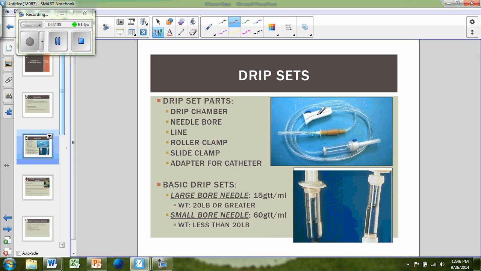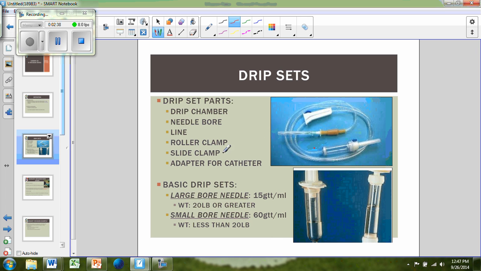The roller clamp, this is the roller clamp here, and there's a little rolling device on this clamp. If the rolling device is all the way up at the top, that means you're allowing fluids to rush through wide open through the IV line here. If it is down partway, you're allowing only so many drops to come through the line into the drip chamber. And if it's all the way down at the bottom, you've completely clamped off and closed this line, so no fluids will be delivered to the patient.